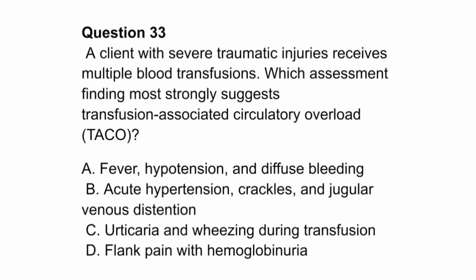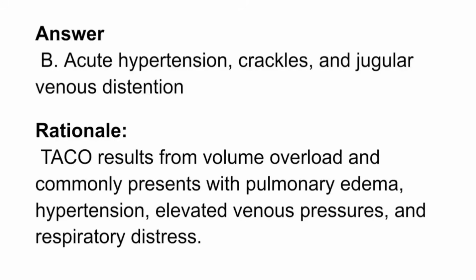therapy. Question 33. A client with severe traumatic injuries receives multiple blood transfusions. Which assessment finding most strongly suggests transfusion-associated circulatory overload, TACO? A. Fever, hypotension, and diffuse bleeding. B. Acute hypertension, crackles, and jugular venous distension. C. Urticaria and wheezing during transfusion. D. Flank pain with hemoglobinuria. Answer: B. Acute hypertension, crackles, and jugular venous distension.